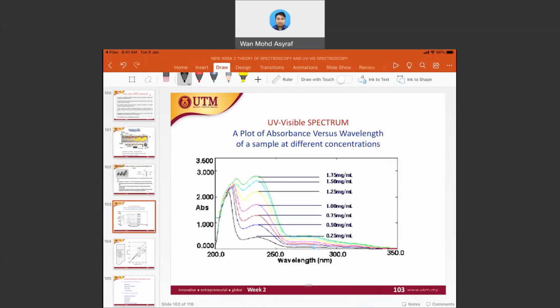What would you expect from a UV spectrum? First of all, a UV spectrum is a plot of absorbance versus wavelength, so don't mix this up, of a sample at a different concentration. You would imagine that if you increase the concentration, you will increase the absorbance, because as Beer's law indicates, whenever you have a high concentration, then you have a high absorbance.